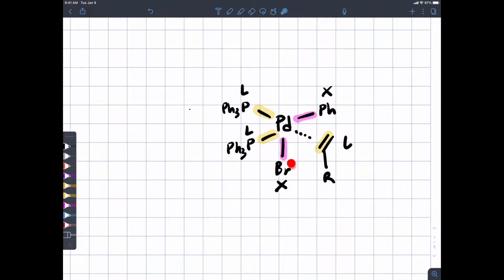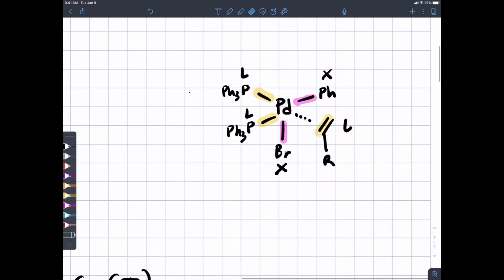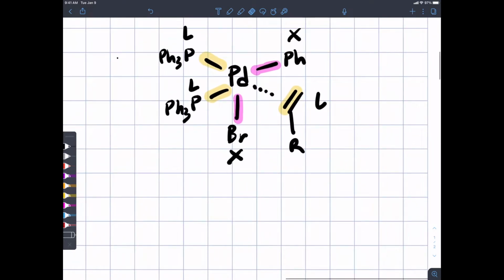So is that bromine? If it took these electrons that it owns and left, it would leave as Br minus. So that's an X-type ligand. The phenyl group, if it left with these electrons, would leave as sort of this phenyl anion. That's an X-type ligand. We learned last time that pi bonds can also coordinate the metal, and that's an L-type ligand. Now, this one is really weird.